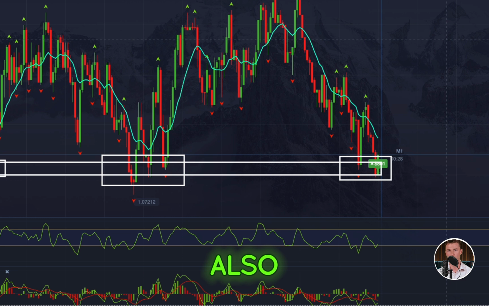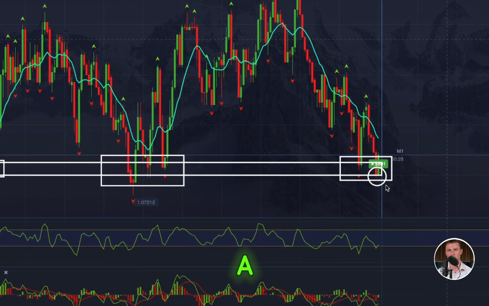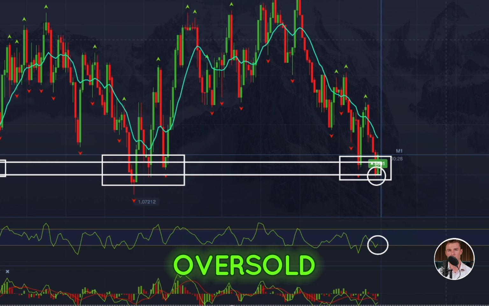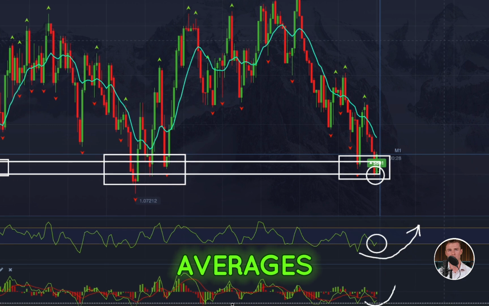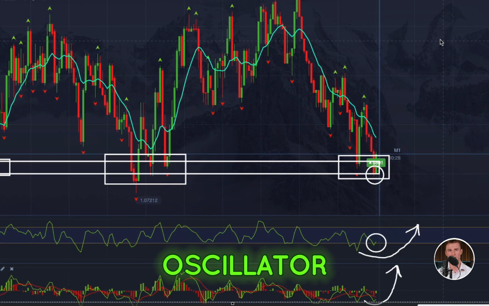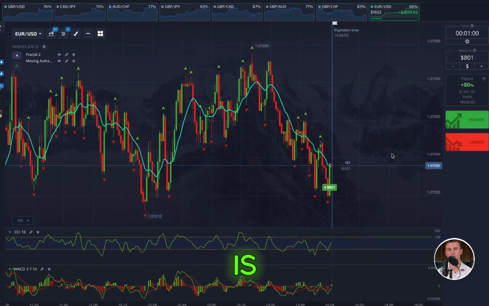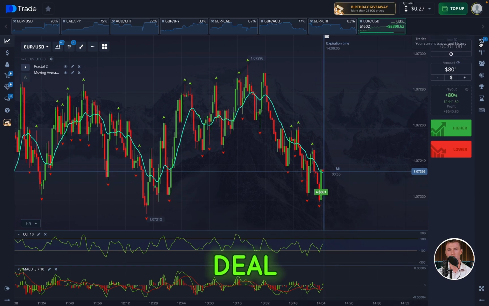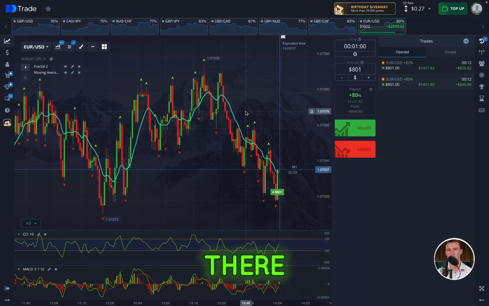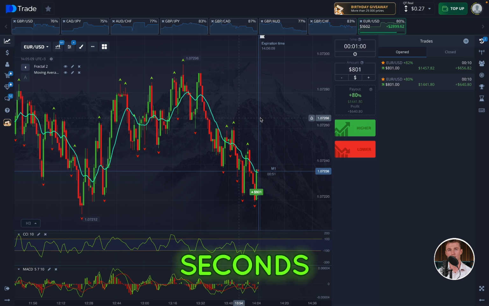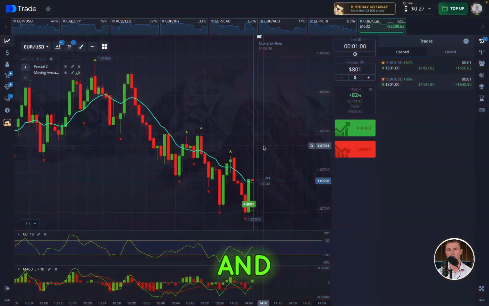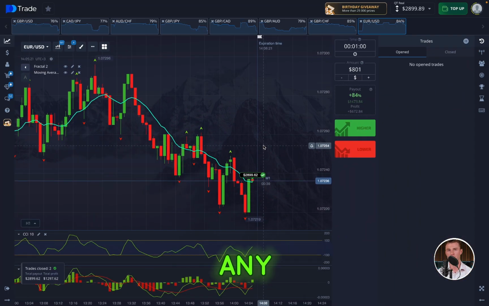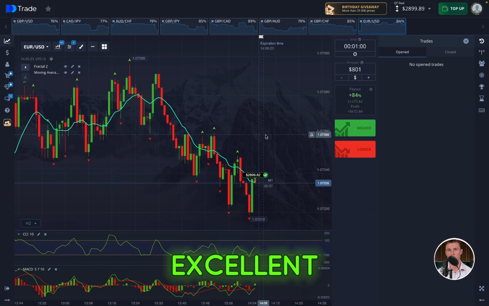Here also, the formation of a local minimum on the fractal should occur, an exit from the oversold area on the oscillator, and also a reversal of the moving averages on the second oscillator. In general, that is why I open the deal here to increase. There are 10 seconds left before they are completed, and the deals are closed without any problems, plus excellent trading.